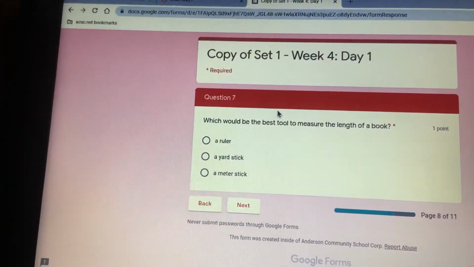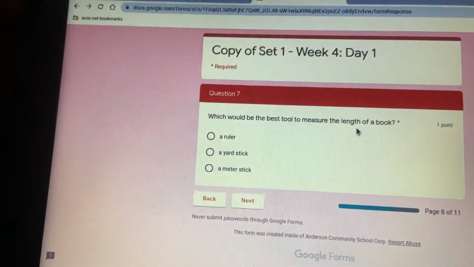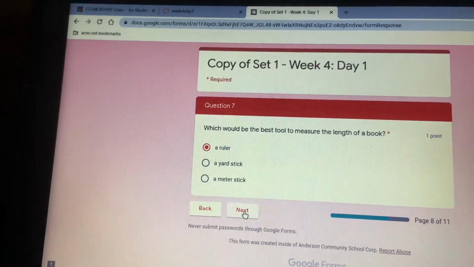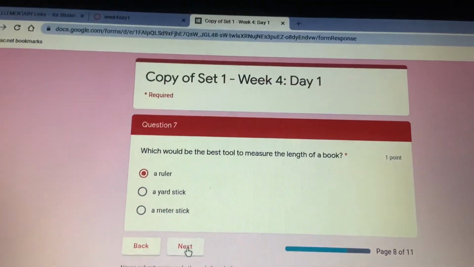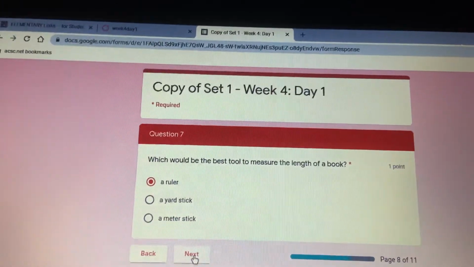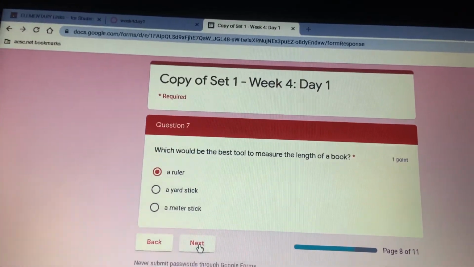So which one of those things would be best to measure a book? A ruler is a little smaller, and books are kind of small, so we would probably use a ruler. If we were using something bigger, like measuring the length of the room, we might use a yardstick or meter stick.